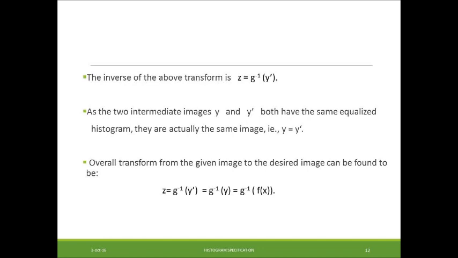As the two intermediate images Y and Y dash both have the same equalized histogram, they are actually the same image, that is Y equal to Y dash. The overall transform from the given image to the desired image can be found to be Z equal to G inverse of Y dash, equal to G inverse of Y, equal to G inverse of f of x.